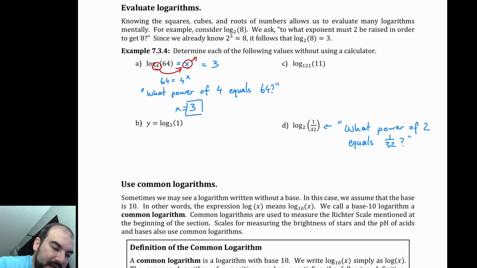Right, so that's how we evaluate logarithms. You can either go this way and convert and then figure out what this exponent is going to be, or you can straight up ask the question from looking at the logarithmic expression.